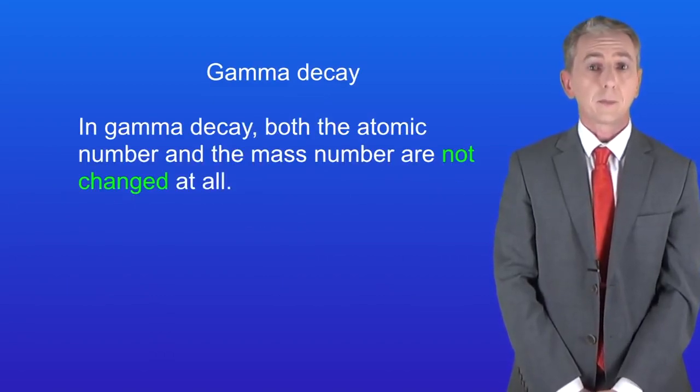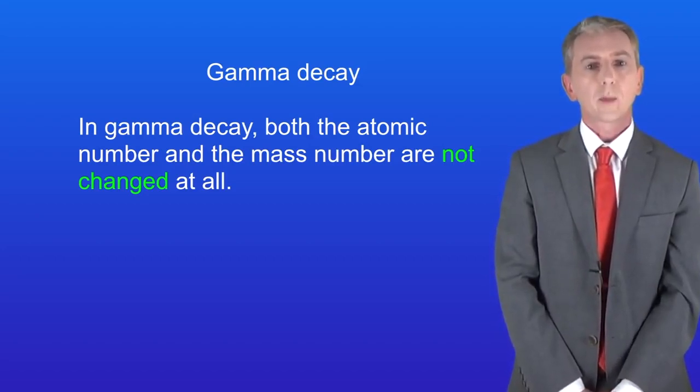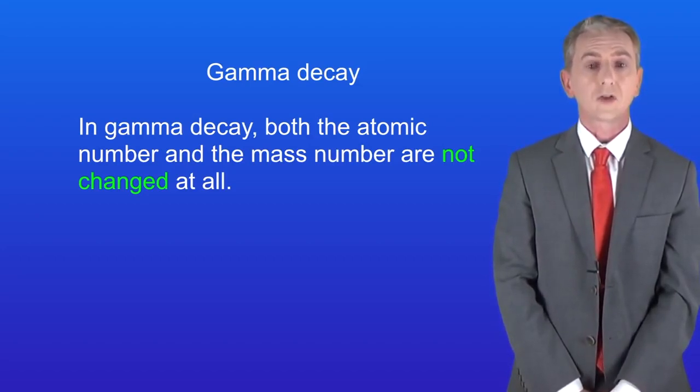Now we've looked at alpha and beta decay, but what about gamma decay? Well, in this case, both the atomic number and the mass number are not changed at all.